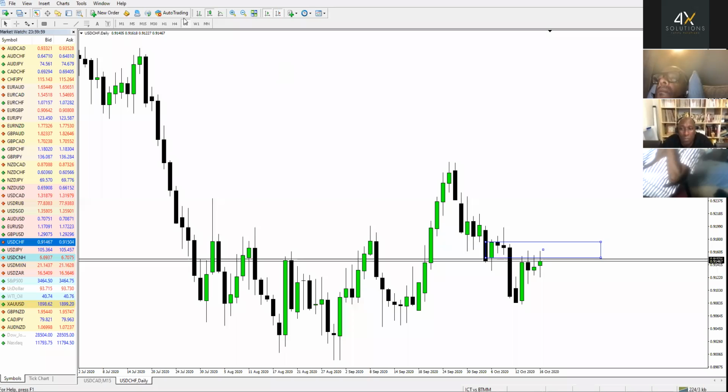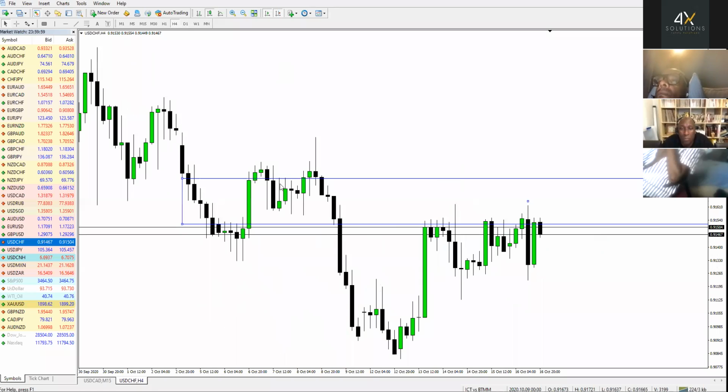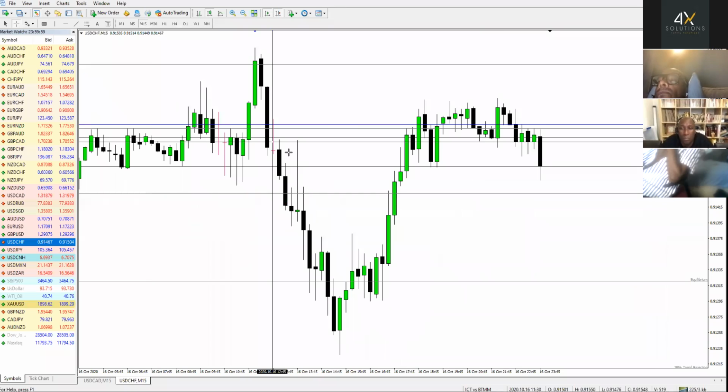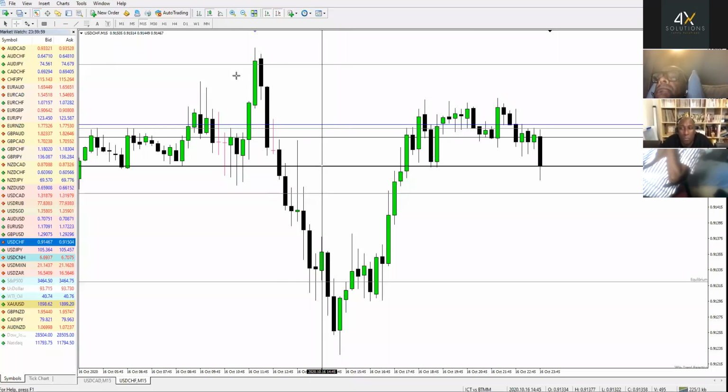Okay, so there's our daily order block. And here on this 4-hour chart, from the high of this body to this low over here, we see this coming into a premium area between 62 and 79%. So we can look on a 15-minute chart in that zone to sell.